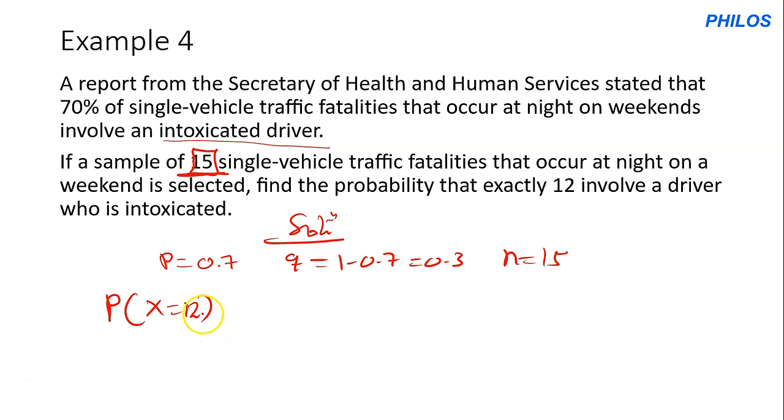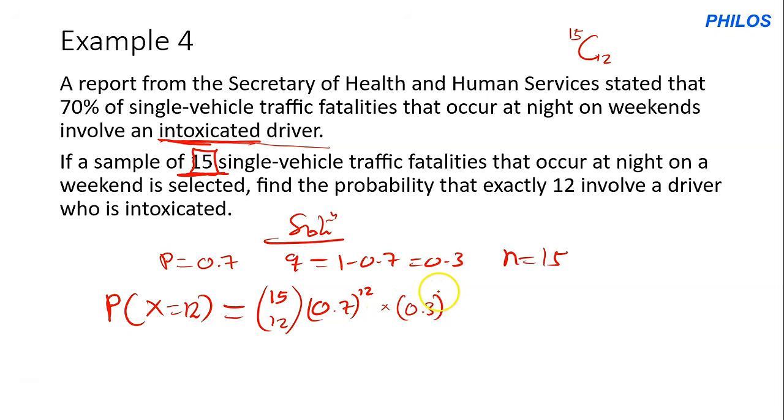To solve this, we want the probability that exactly 12 involve a driver who is intoxicated. So that will be n combination x, where our n is 15 and x is 12. Remember, n combination x can also be written as 15 combination 12, or in vector form. Then p exponent x, so our p is 0.7 exponent 12, times our q, 0.3, exponent n minus x.